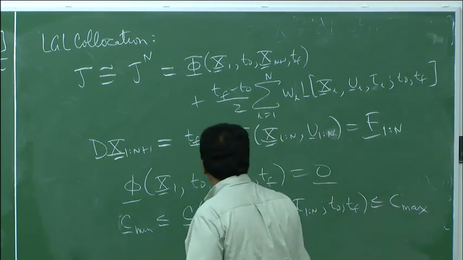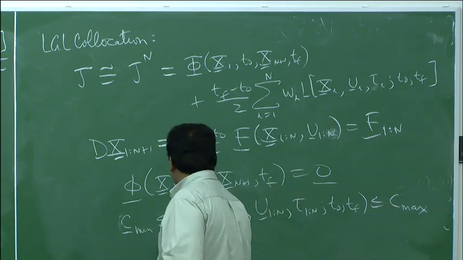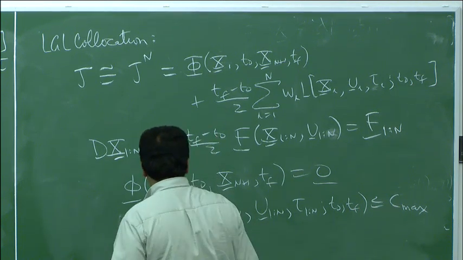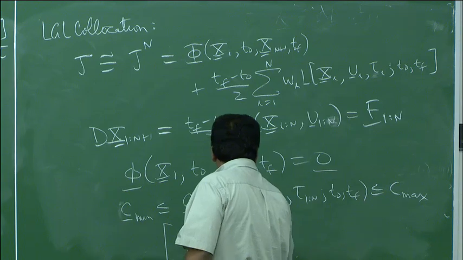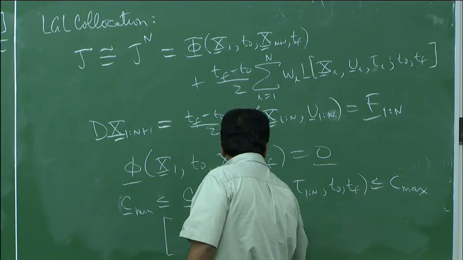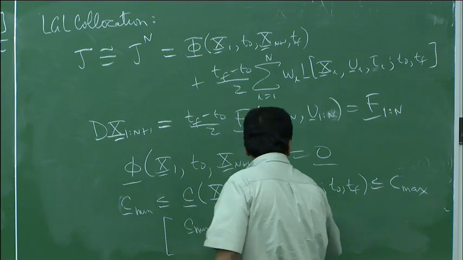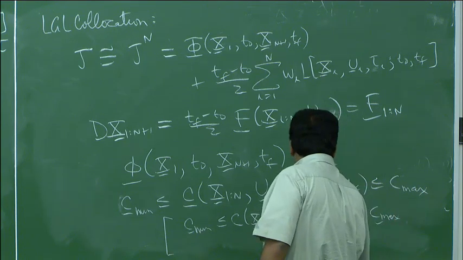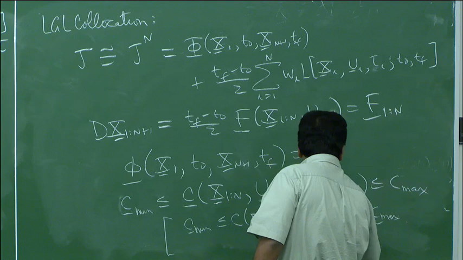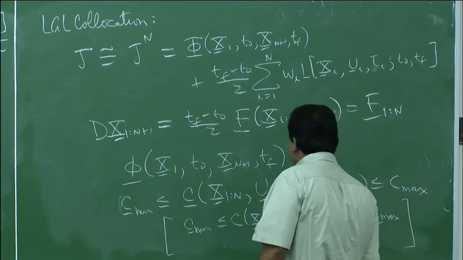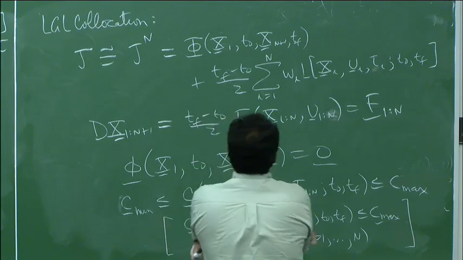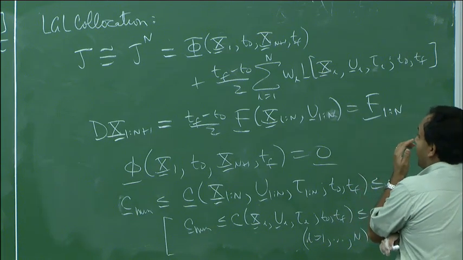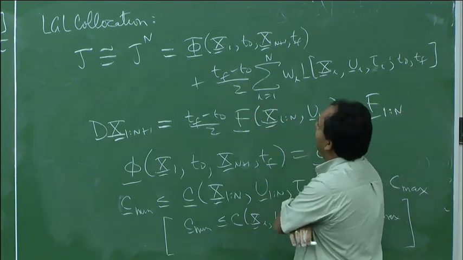Now, if you don't like the way I wrote that, because that's sort of in a vectorized manner, we could also write it this way. We could write it as c min, because really this is kind of an abusive notation, less than or equal to c of x_i, u_i, tau_i, t0 and tf, less than or equal to c max, and this is for i equals 1 all the way up to N. All right? So let's look at this problem. There's nothing fundamentally different about this problem from the one I did earlier, the Mayer problem, except for the fact that now I've got these scale factors of (tf minus t0) over 2.